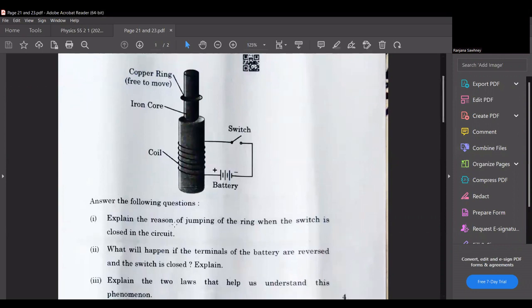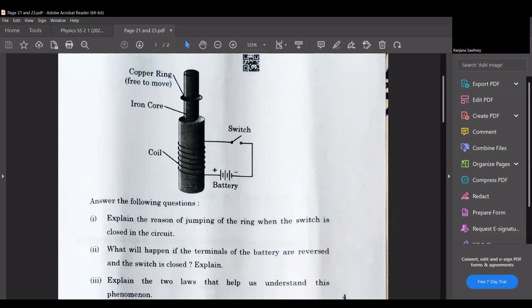The figure is made. Explain the reason of jumping of the ring when the switch is closed. Okay, so this ring jumps because the induced current is produced in it. What will happen if the terminals of the battery are reversed? The direction of the current will be reversed. Okay, but still the ring will jump because the induced current will be produced.